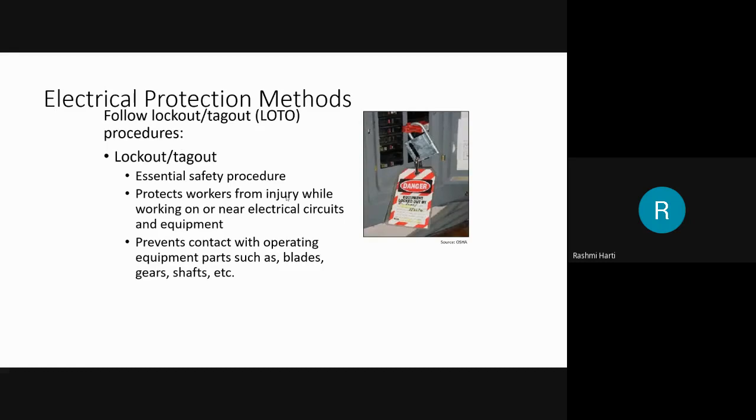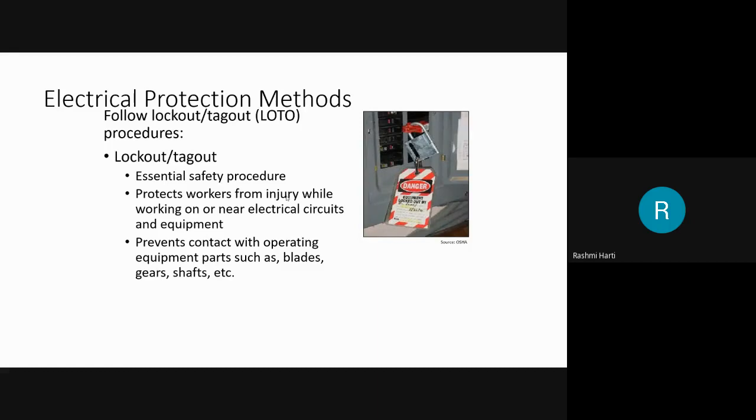Apart from that, you have to follow the lockout tagout, that is LOTO, procedure. Okay, now what is this LOTO procedure basically? It is an essential safety procedure that protects workers from injury while working on or near electrical circuits and equipment. In addition, lockout tagout prevents contact with operating equipment parts such as blades, gears, shafts, etc. So it protects workers from injuries while working near electrical circuits, and it prevents contact with operating equipment such as blades, gears, and shafts.